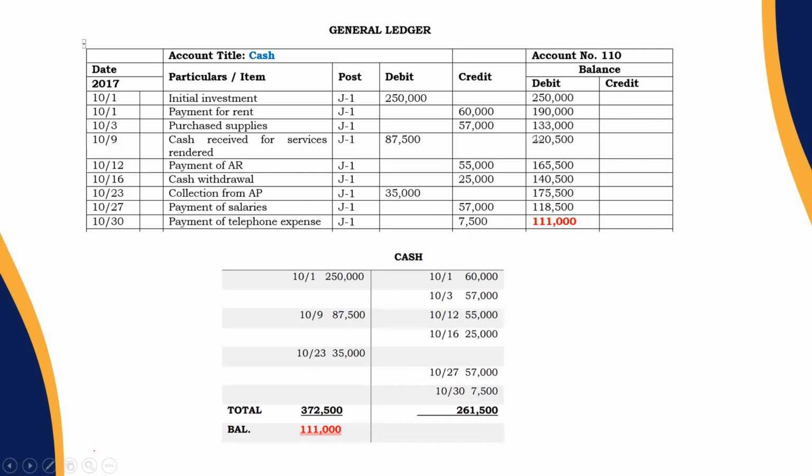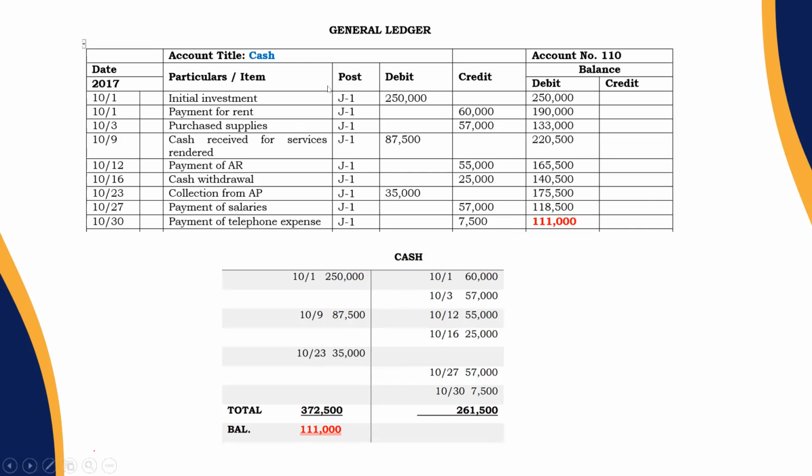So, lahat po yun, yung ginawa natin kanina, lahat po yun, di ba? You have 250,000. I hope you noted, kung hindi nyo pa po nasulat yung journal entries natin, it's okay. If you haven't written it, okay lang naman.